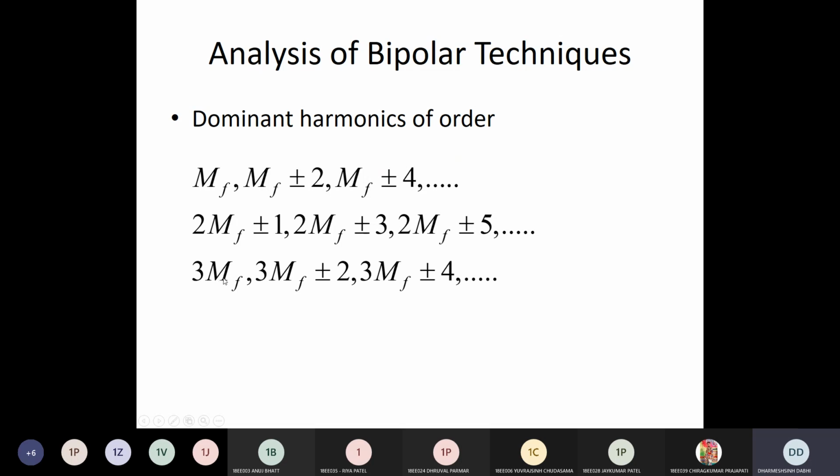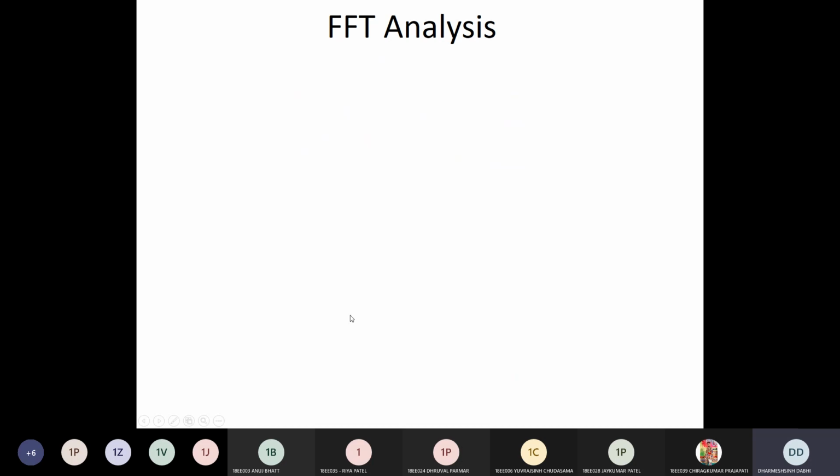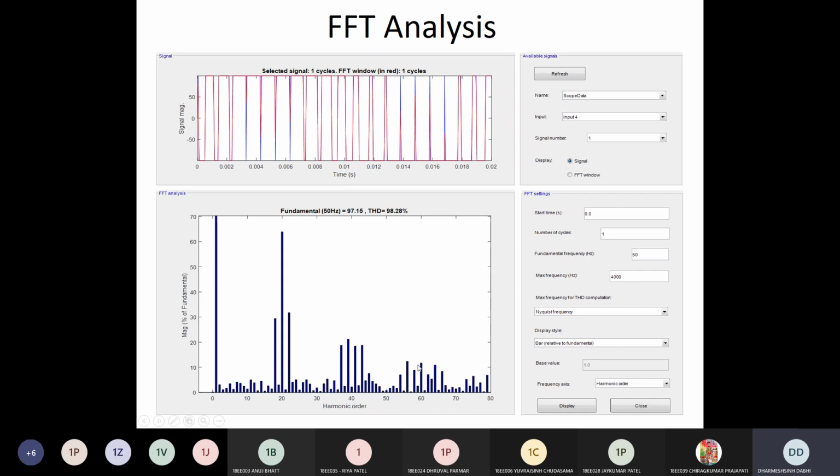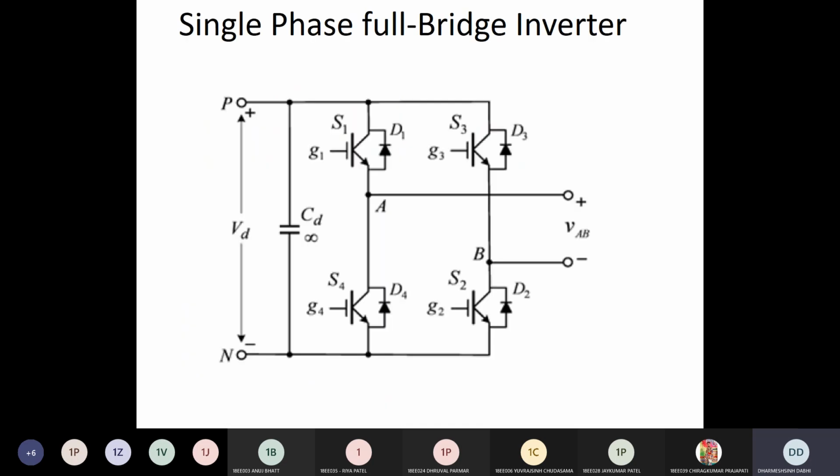3MF, and 3MF plus minus 2 is 58 and 62. So you can see that here 60 is the next level, and this is 58 and this is 62. Clear? So these are the dominant order harmonics in the case of the bipolar technique. Clear? So we compare this technique with the unipolar technique with the same frequency of carrier signal and reference signal. So let's check the simulation of the unipolar PWM technique.